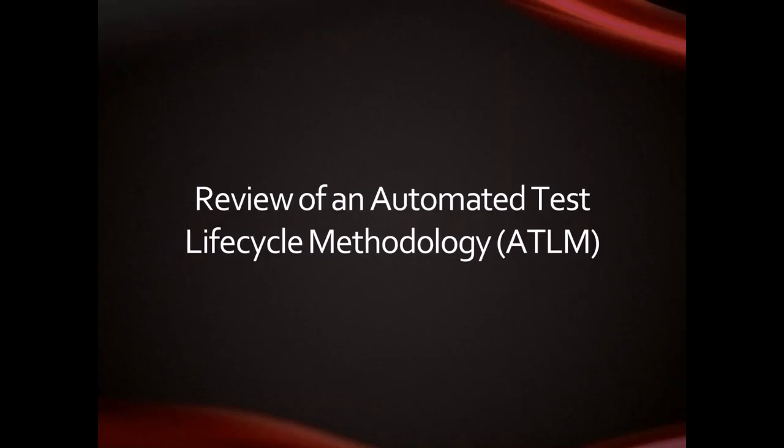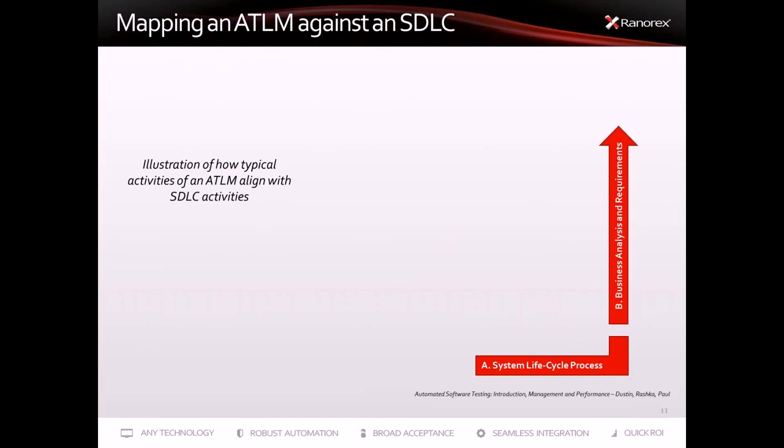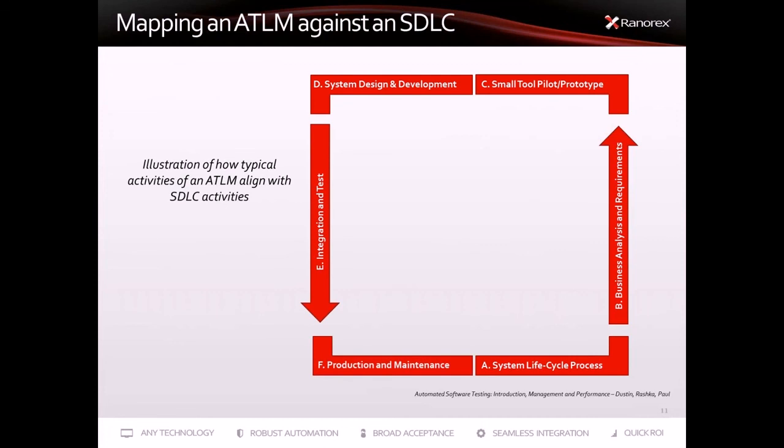All right, let's go through a review of an automated test lifecycle methodology. This is an illustration from the book Automated Software Testing of how ATLM activities interact with SDLC activities. I'm just going to go through this quickly. This part is just your standard SDLC activities, the process where you have analysis and requirements, then you go into some small tool pilot or prototype, design, development, testing, and production and maintenance.